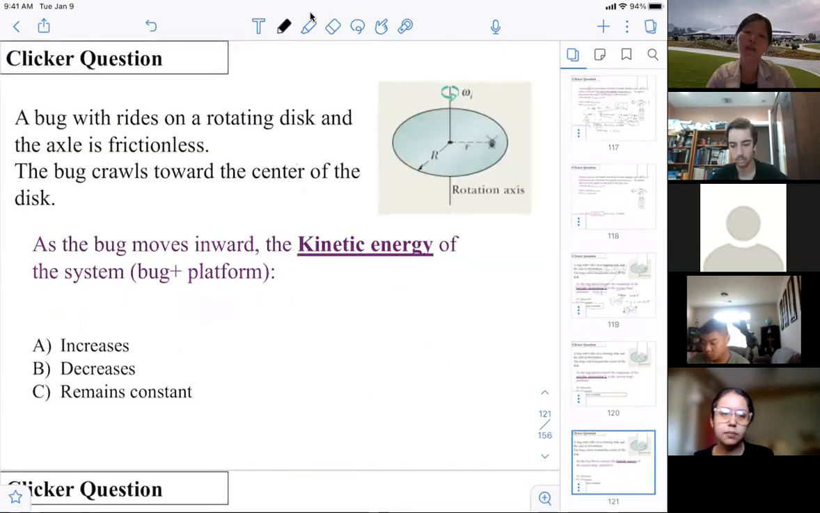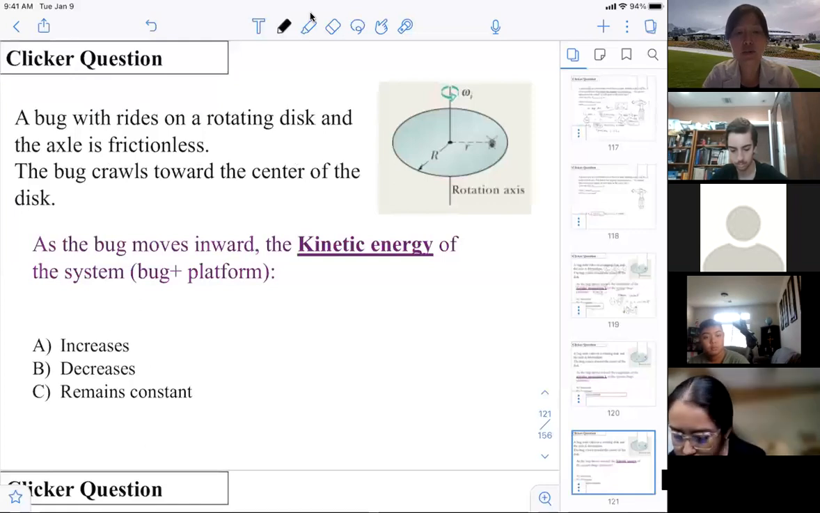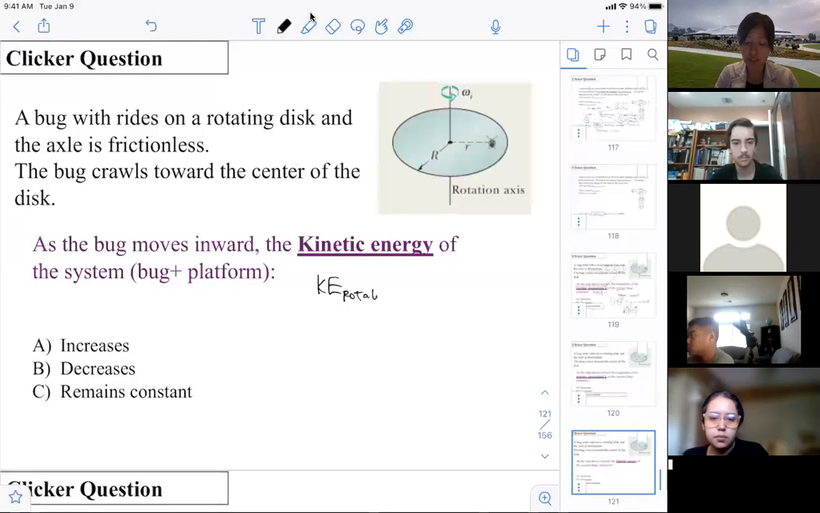What if I asked you a different question that is related to the velocity, but not exactly the velocity? What about the kinetic energy of the system, the bug and the platform? We know the kinetic energy for translation is 1/2 mv squared. When you have trouble memorizing the formula, think about how we change the linear case to the rotation case: m becomes I and v becomes omega. So kinetic energy for rotation is 1/2 I omega squared. So how does that change?